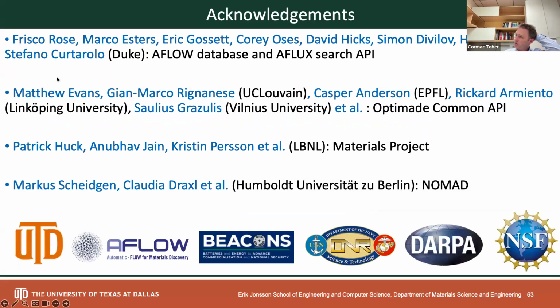So the AFlux API was mostly developed by Frisco Rose, Marco Esters and Eric Gossett, along with Corey Oses and David Hicks. David especially did a lot of work on the prototyping. And it's currently being maintained by Simon Divilov and Hagen Eckert in the group of Stefano Curtarolo at Duke University. The Optimade common API was developed by a large consortium. Giovanni Pizzi and his current postdoc Matthew Evans are some of the lead developers on this. Casper Andersen, Rickard Armiento, and Saulius Gražulis in particular were heavy contributors to the initial version as well.